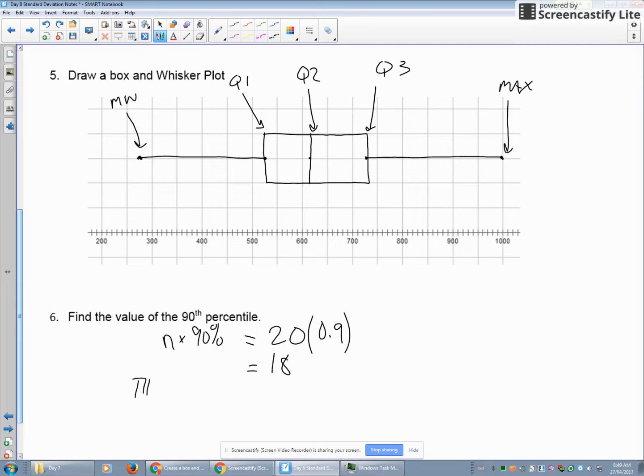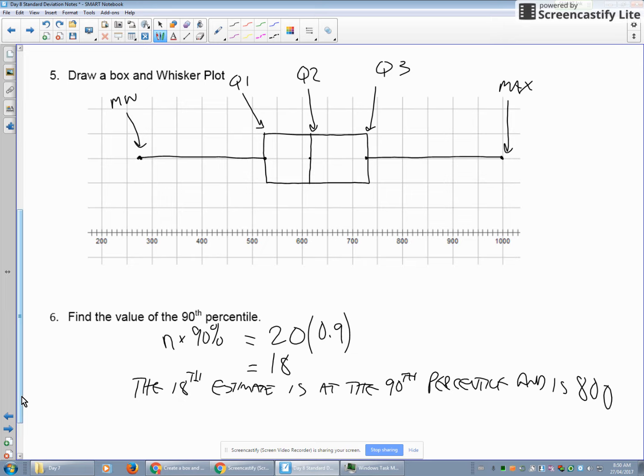You can say that the 18th estimate is at the 90th percentile, and is 800 people at the game. So an estimate of 800 is greater than 90% of the estimates that were made. I'll end that video.